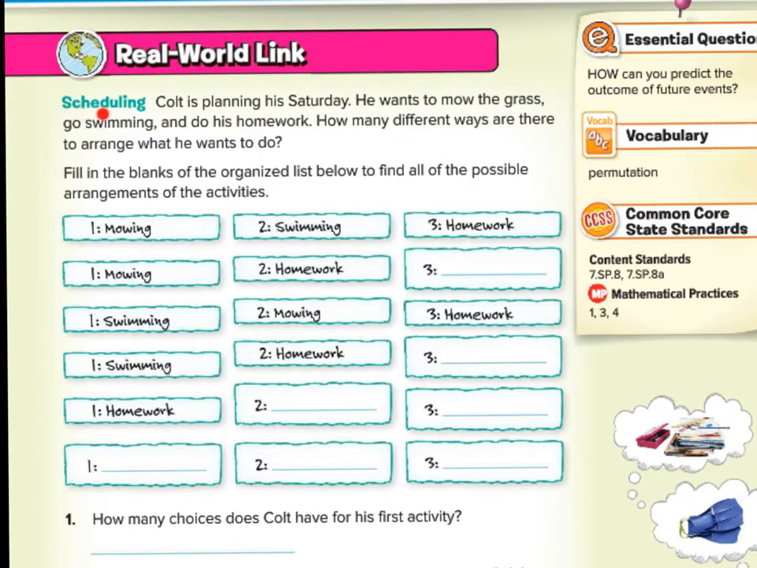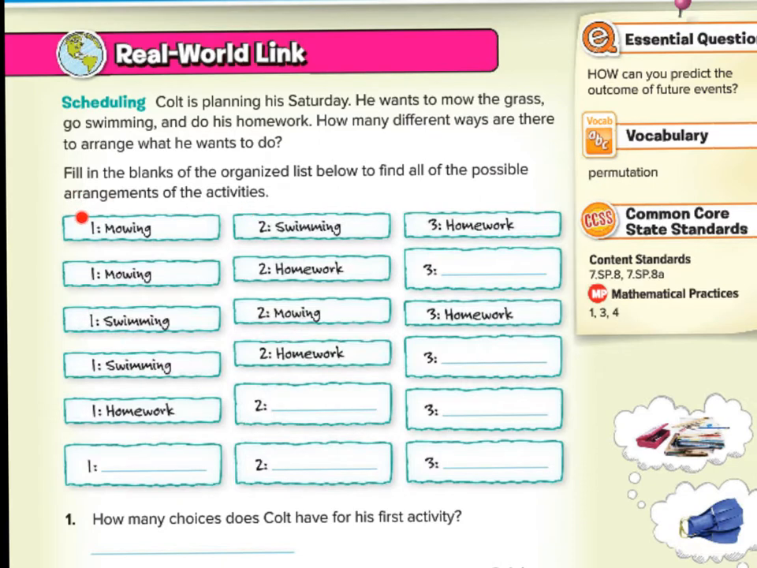So, for example, scheduling. Colt is planning his Saturday. He wants to mow the grass, go swimming, and do his homework. How many different ways are there to arrange what he wants to do? So when we find all the different ways, we're actually doing a permutation, all the different outcomes. Fill in the blanks of the organized list below to find all the possible arrangements of the activities.